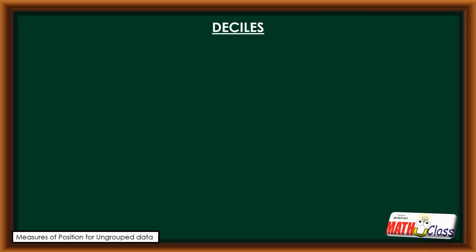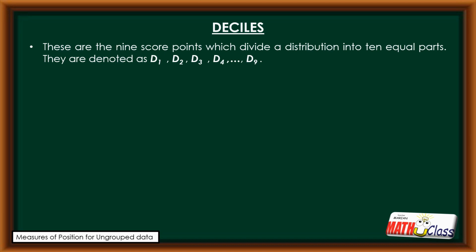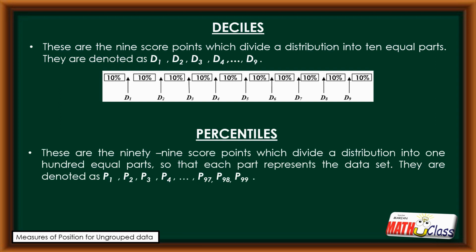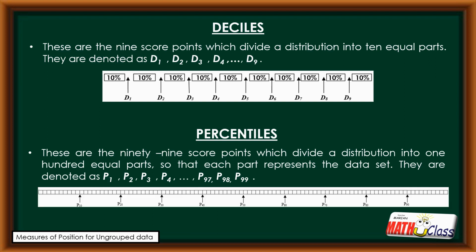The deciles are the 9 score points which divide the distribution into 10 equal parts. Each part represents 1/10 or 10% of the data set and are denoted as D1, D2, D3, D4 up to D9. While the percentiles are the 99 score points which divide the distribution into 100 equal parts so that each part represents 1/100 of the data set. It is used to characterize values according to the percentage below them.